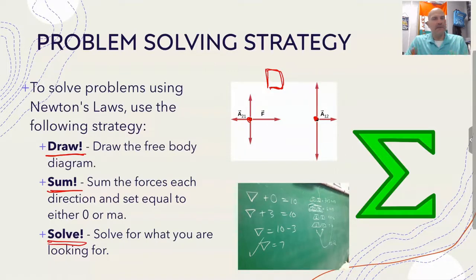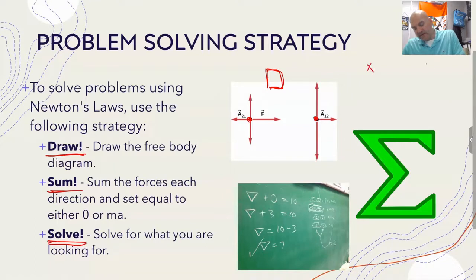It'll be set equal to 0 if it's an equilibrium problem, so that's more first law, or m times a if it's more of a second law problem. In fact, the 0 or m times a are the same thing. It's just that in a first law problem, the acceleration, of course, is 0. And then finally, you're going to solve for what you're looking for, right? That's the final step. So you're going to take those vector sums that you just wrote.